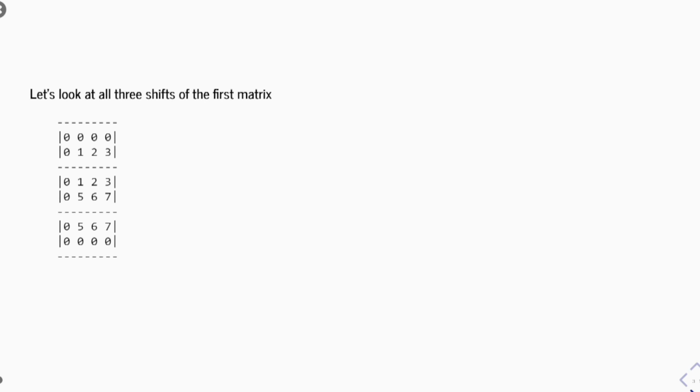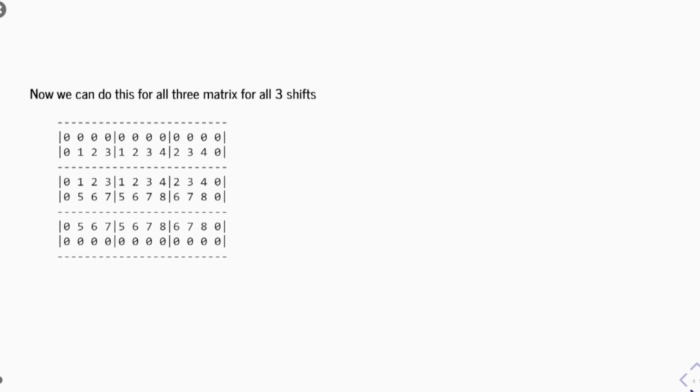Then we can look at all 3 shifts of the first matrix. That gives us the first shifted up, the second one which is just the same, and the last one shifted down, which again is covered with zeros. This is just the first slice of this 3 by 3 thing. And this is the full thing.